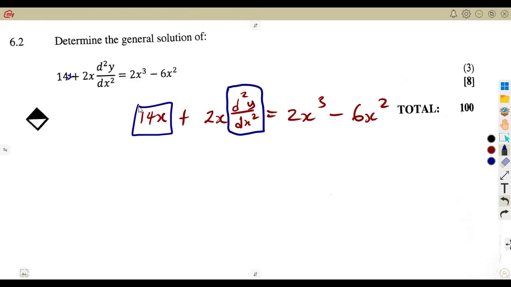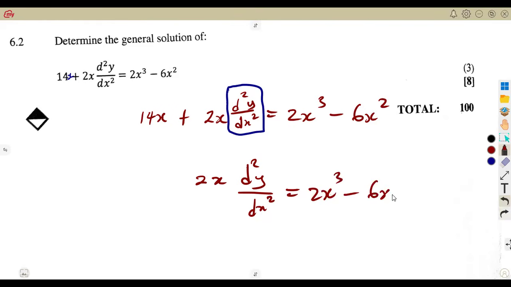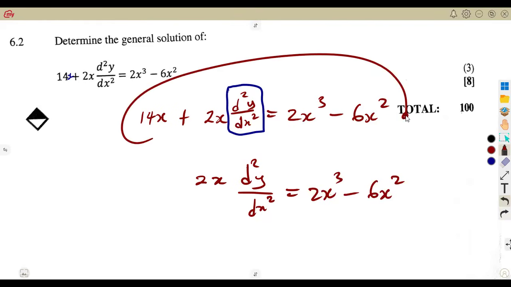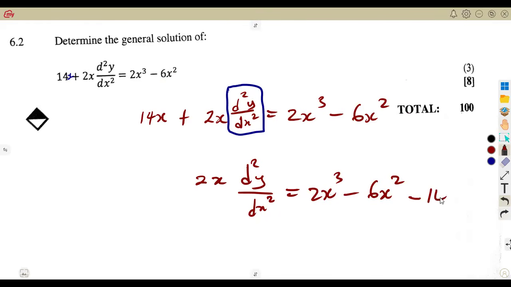So this term has nothing to do with that. So let's take it to the other side. It becomes a negative there. So it was going to be 2x times the second derivative of y with respect to x on the left, and the right-hand side, 2x cubed minus 6x squared. Take the 14x this side, so it will be a negative there, -14x.